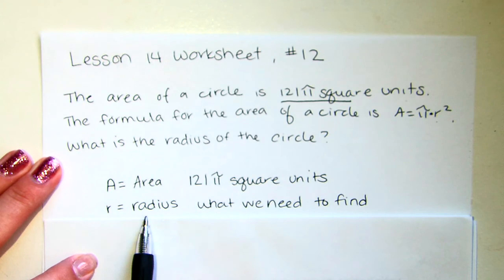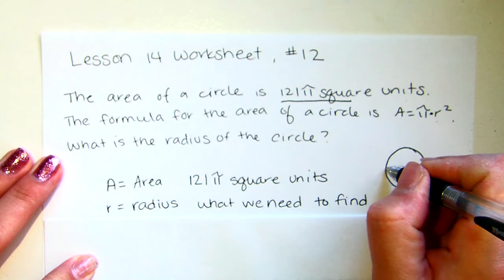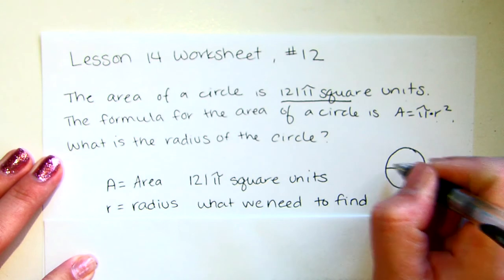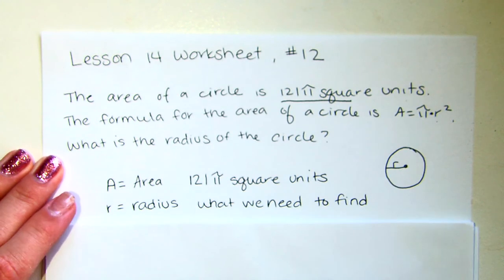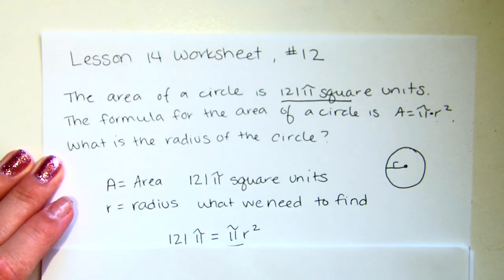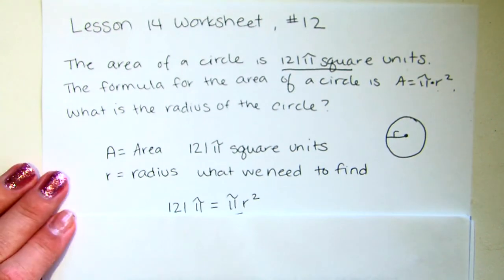Now the other piece of information that we have is r. R is the radius. When we take a look at a circle, the radius goes from the outer point of the circle to the middle. So this would be our radius, that would be our r, and in this case, that is what we need to find. So I'm going to begin by substituting values. Those values are going to be 121 pi equals pi r squared.